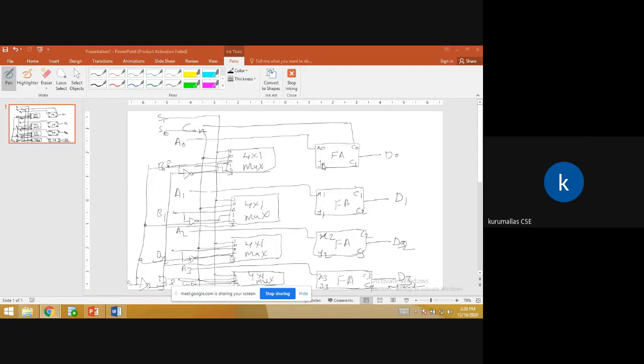Now Y0 is taking the input from the multiplexer. This Y1 is taking the input from the multiplexer. This Y2 is taking the input from the multiplexer. This one is Y3. So this is the diagram for the 4-bit arithmetic circuit. Now I'll explain the working with the help of a new diagram.